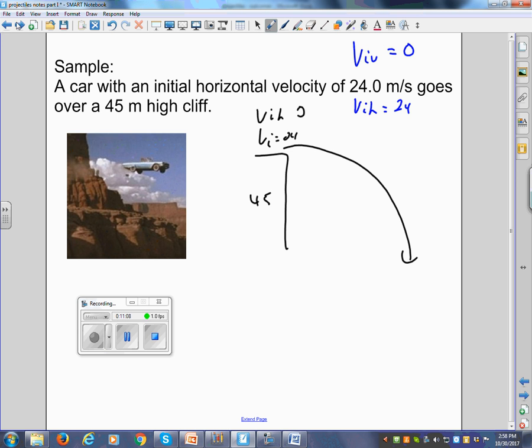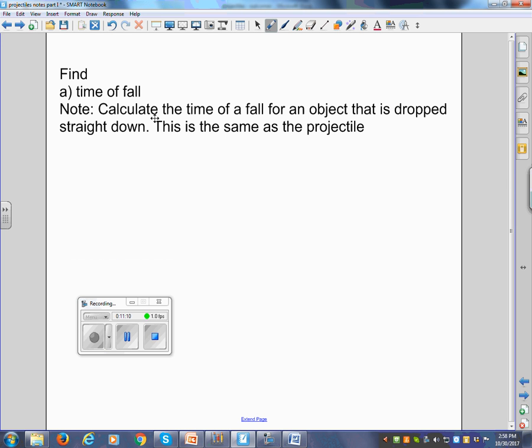So my first question is, find the time of fall. How long does it take for the car to fall? Now, do we need to know how far it goes sideways? No. We only care about the time of fall. Take away all things horizontal, only vertical. It takes just as long to fall going sideways as it does when just dropping, remember the two-ball drop the other day? So how far is it falling? 45 meters.